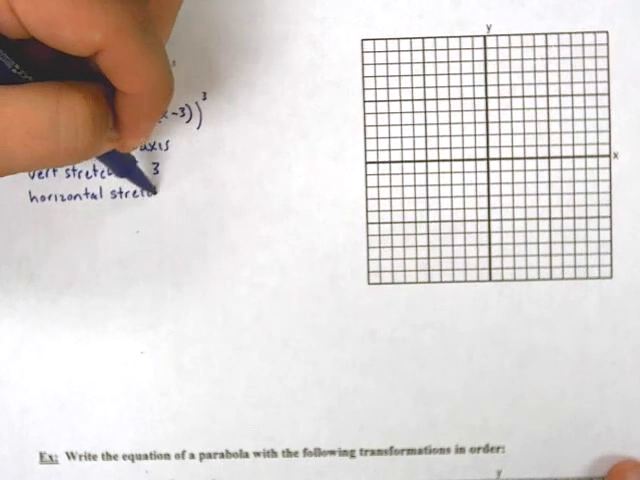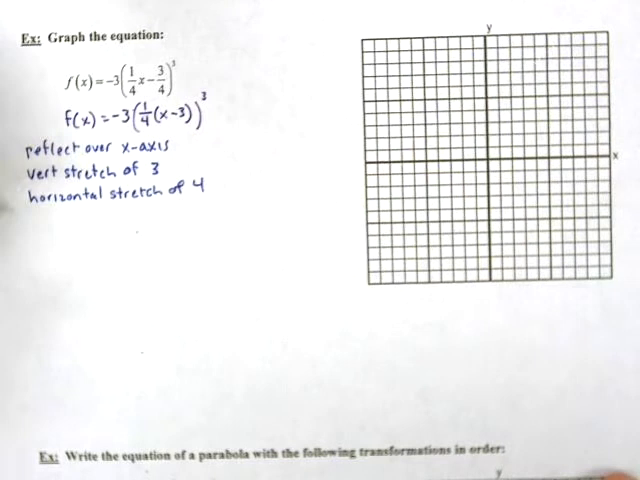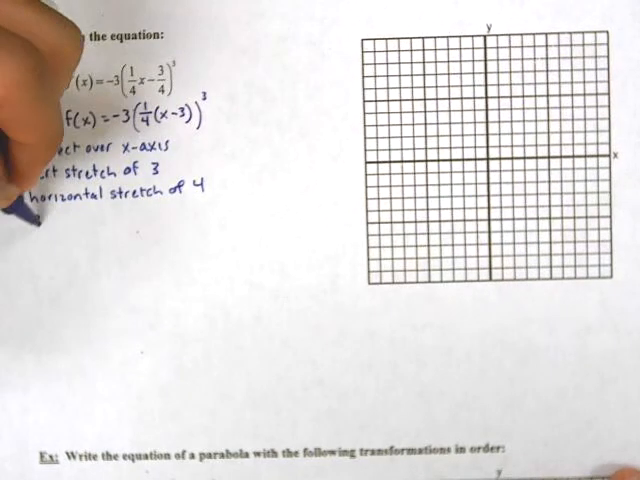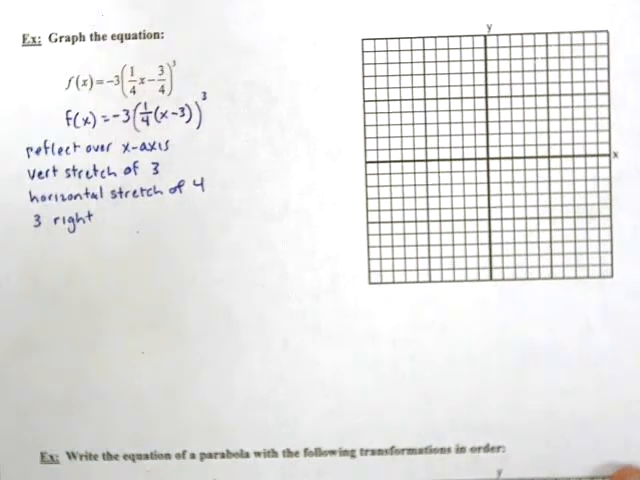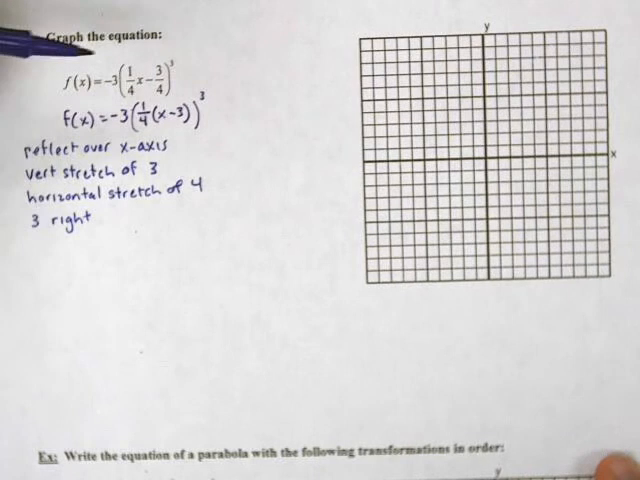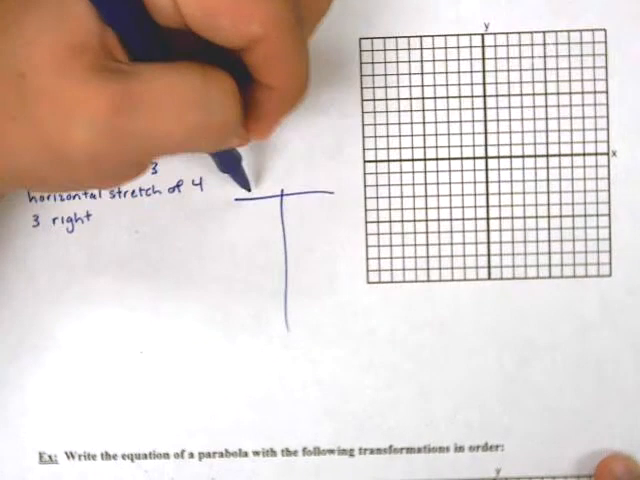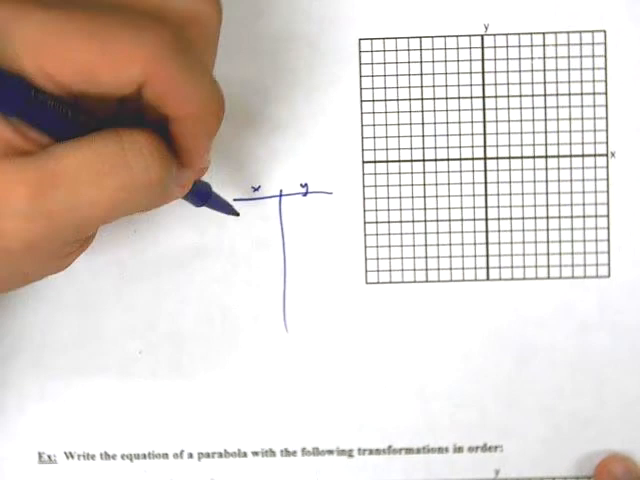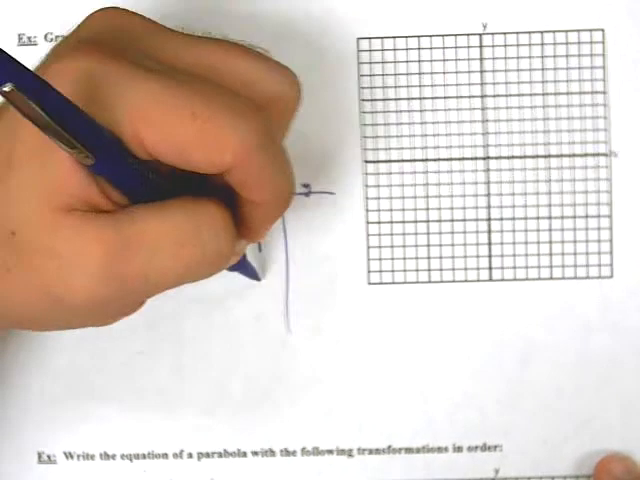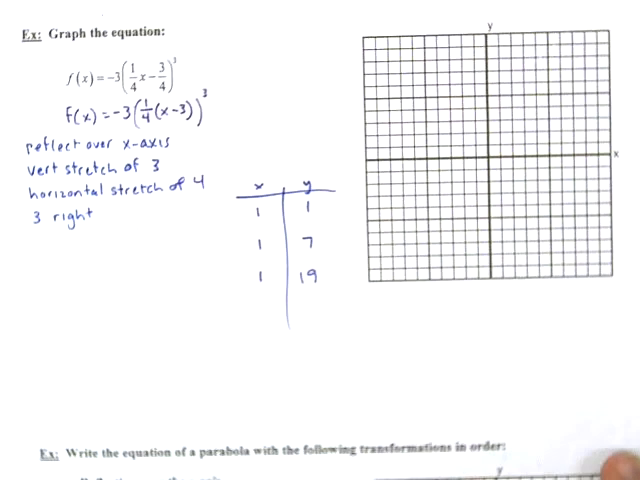Stretch of 4. And lastly, 3 to the right. Alright, so we make our growth pattern table for a cubic function. We got 1, 1, 1. We got 1, 7, 19.